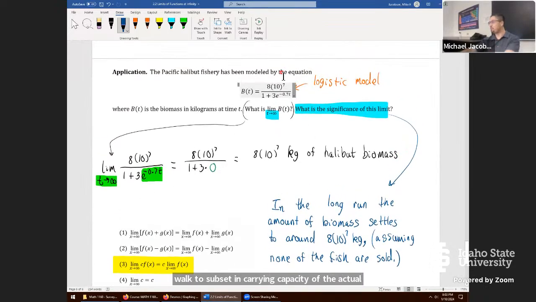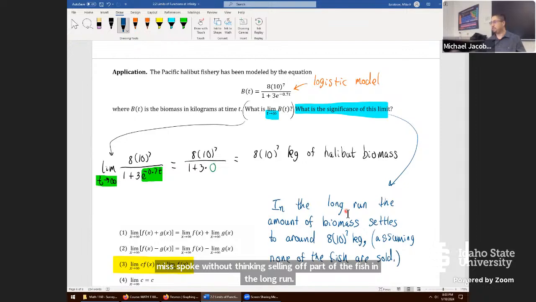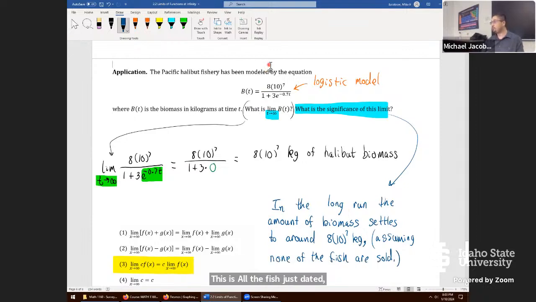So thanks for asking that portion there. I definitely misspoke when I was thinking selling off part of the fish in the long run. This is all the fish just stay right there in the fishery. Other questions so far, folks, about that problem there?